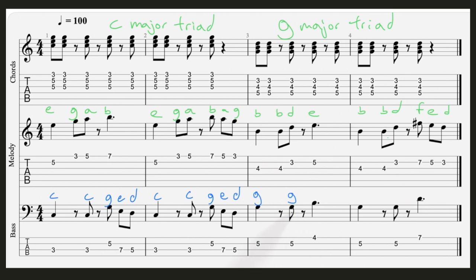So for C major, that means that I originally, in the melody, was playing this, but then I changed that to this. So instead of playing the root, which the bass already plays, I played the third of the chord of C, which is E. Because remember, in the major triad, it's C, E, G. And I'll show you that with the recording.